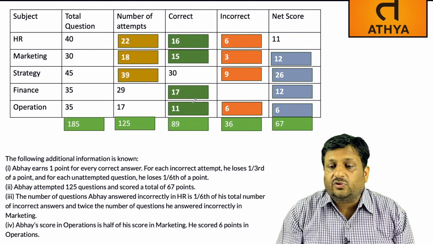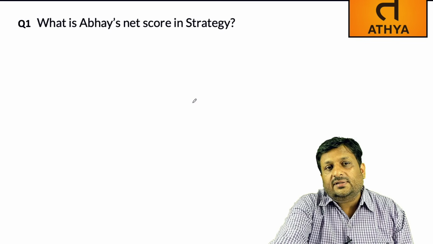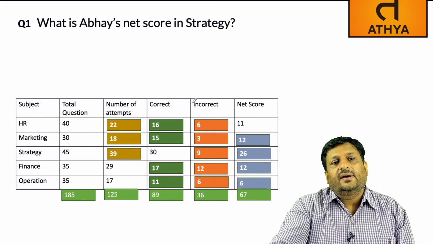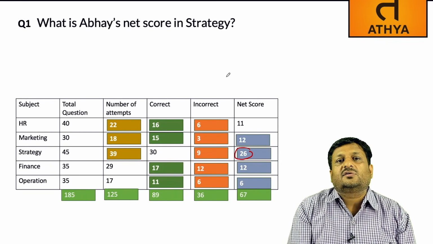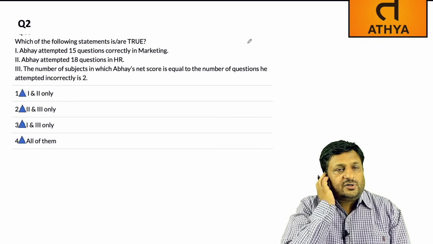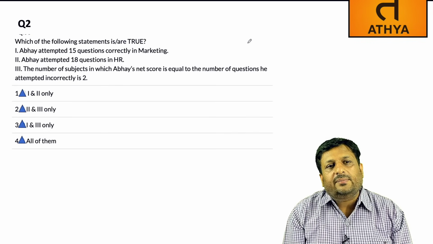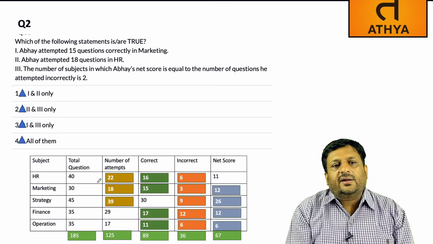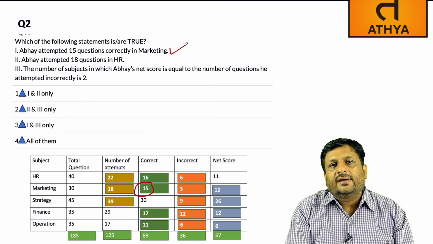Now let's move to the questions. Okay, what is Abhay's net score in strategy? So this was the final table. Abhay's net score in strategy is 26. So answer of this question should be 26. Now question number 2. Which of the following statements is true? Abhay attempted 15 questions correctly in marketing. Okay, this was the final table. In marketing, his total correct attempt was 15. So this is true.